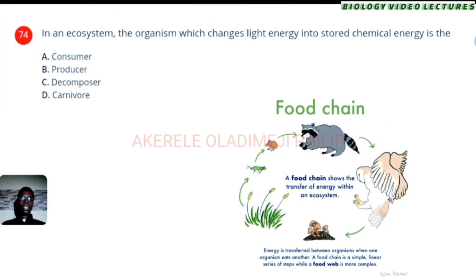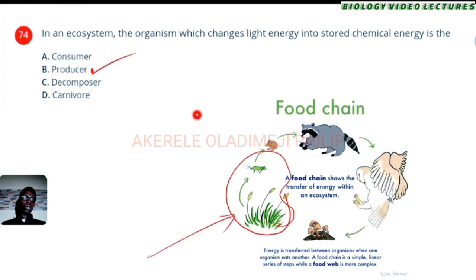In an ecosystem, the organism which changes light energy into stored chemical energy will be the producer, which is always the first to start every food chain. The producer is always the first to start every food chain, always the first.